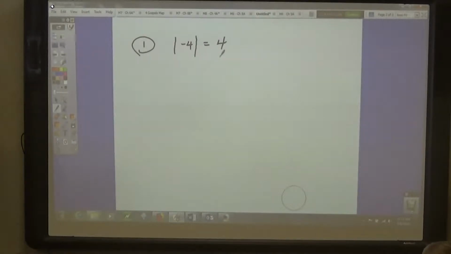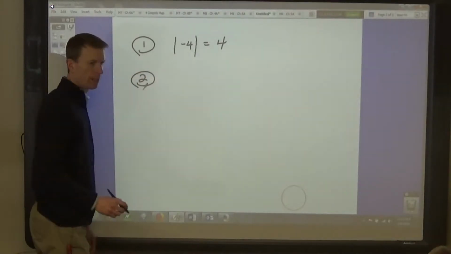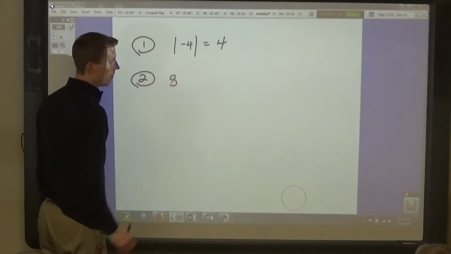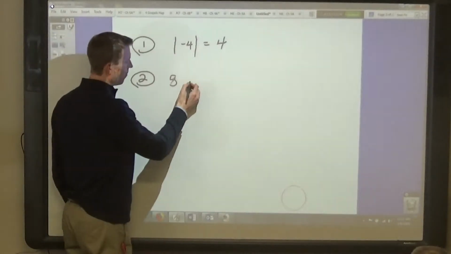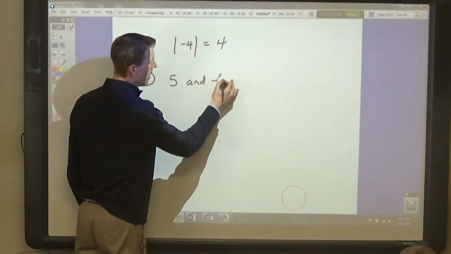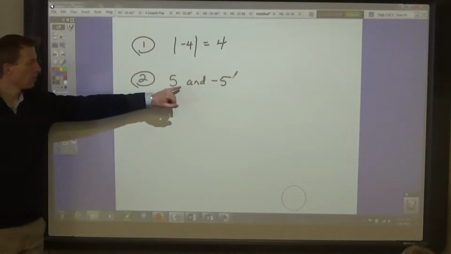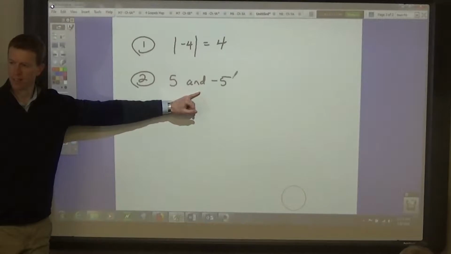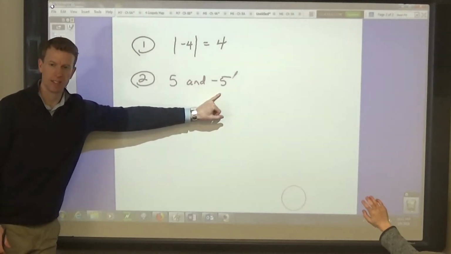Number 2, write the opposite integer. What is the opposite of 5? Abby? Yeah, 5 and negative 5. And that's how you write those. Don't write 5 plus negative 5. Write 5 and negative 5, because 5 and negative 5 are opposites.